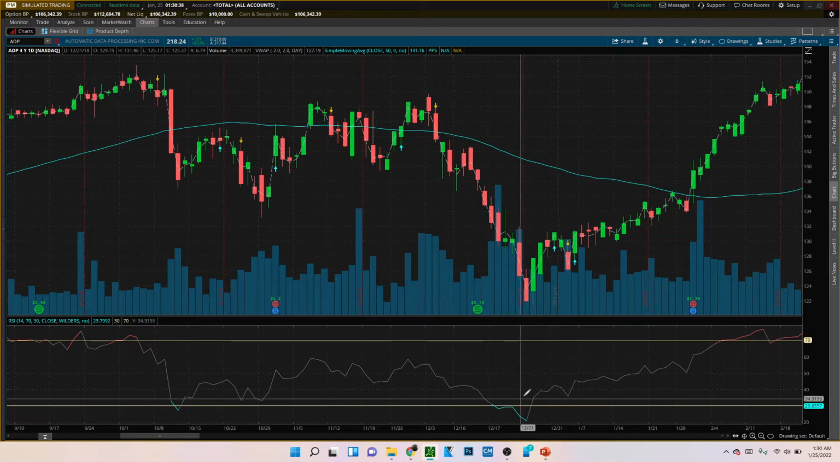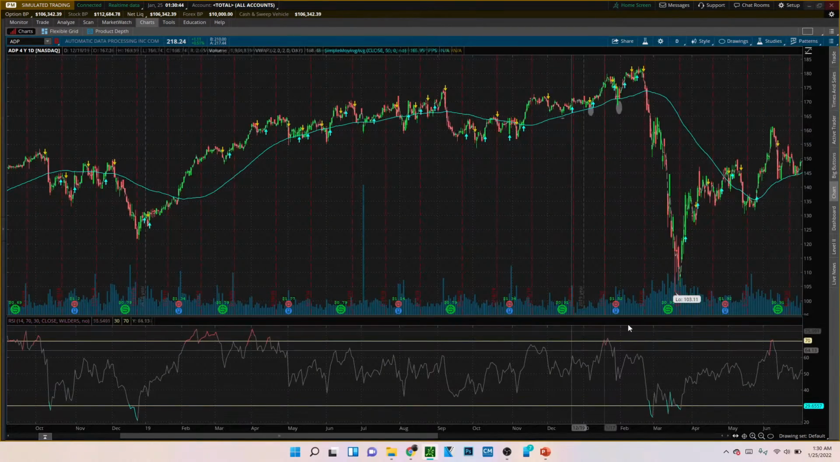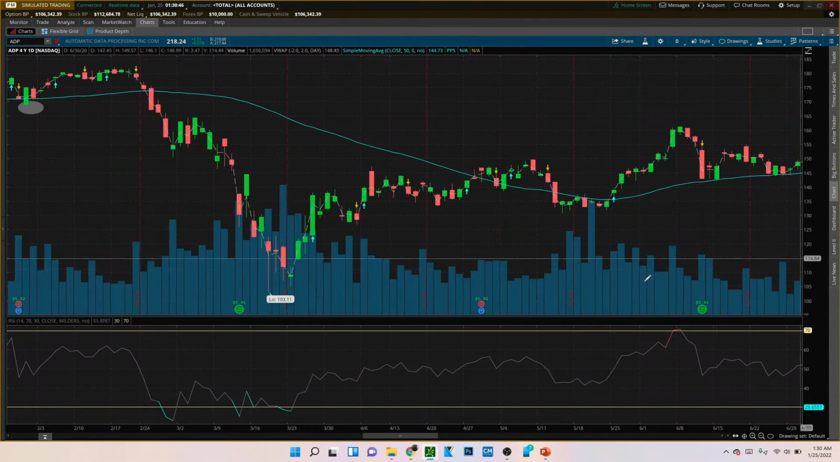Second time right here, when it got to this level, boom, it began to push up. Third time right here, I think this was during the 2020 pandemic. It was giving an oversold signal in this level range here. Boom, it began to push up.